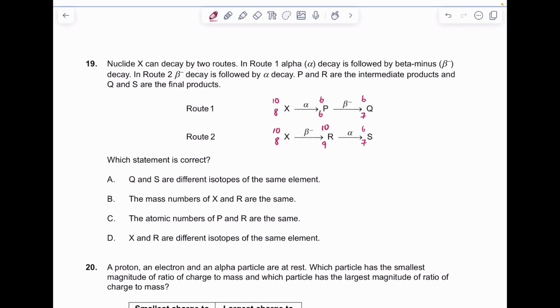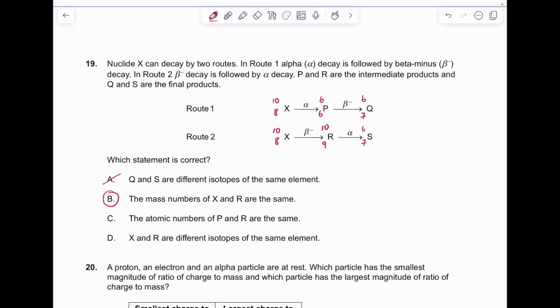Q and S are different isotopes of the same element? Q and S both have the same number of nucleons? I know it's not physically possible, but no, that's not true. Doesn't work. Mass numbers of X and R are the same? X and R have the same mass number of 10. Yes, that is true.